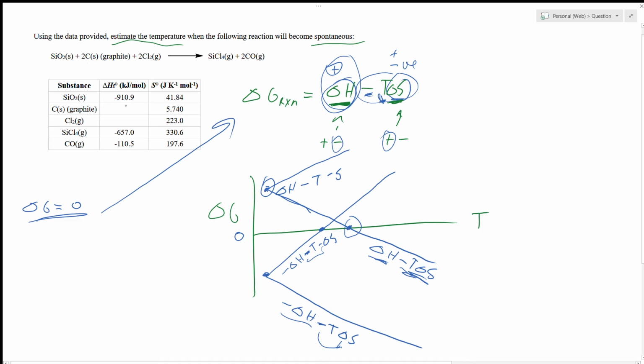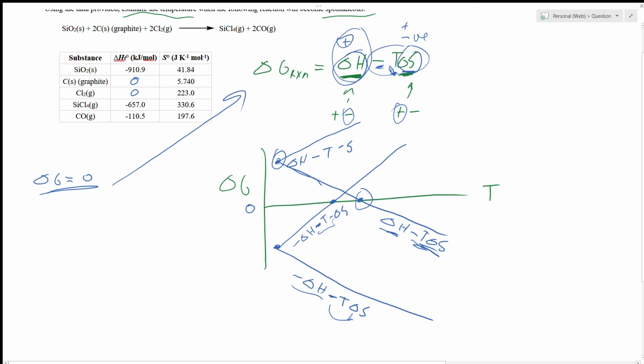So we know that the heat of formation of pure elements in their most thermodynamically stable state, such as graphite and chlorine gas, are going to be 0. So therefore, we just need to use the chemical formula up here to work out our delta H. So delta H is equal to the sum of each individual product times the delta H of formation of our product minus the sum of the number of each one of our reactants times the delta H of formation of our reactants.